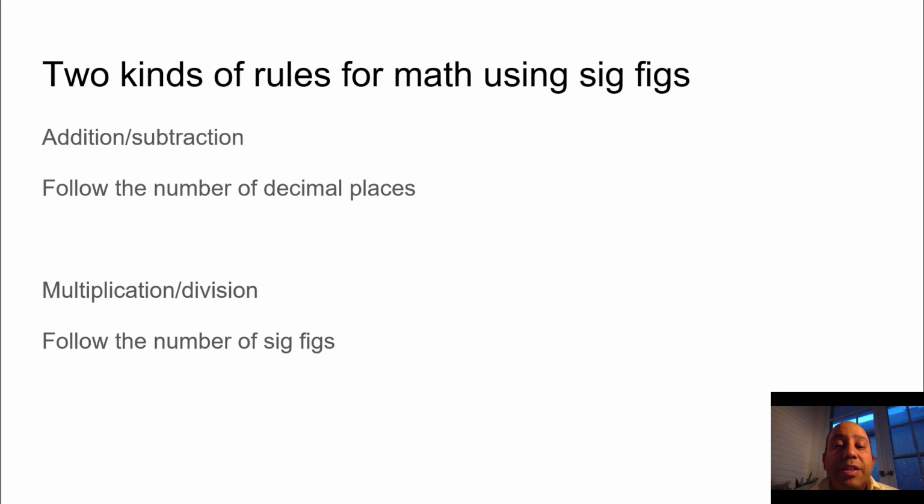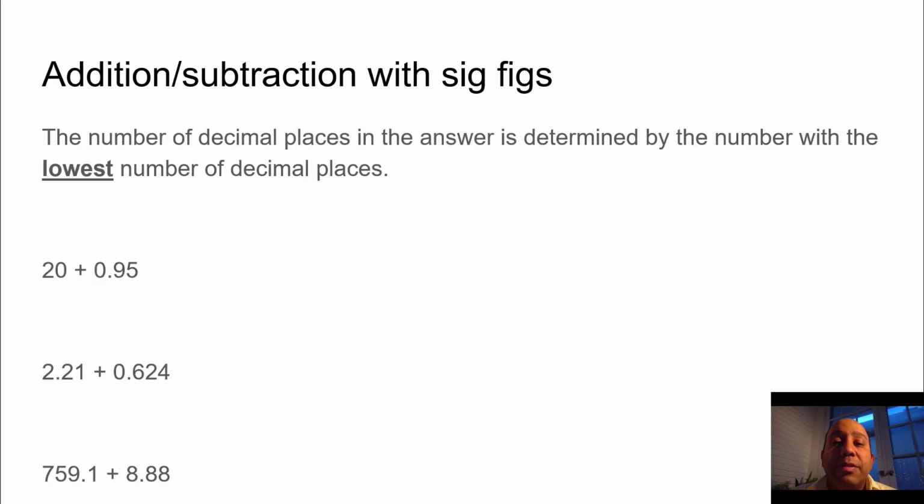There are two kinds of rules for doing math with significant figures. The first rule is with addition and subtraction, and you have to follow the number of decimal places. The second one deals with multiplication and division, and you're following the number of sig figs. So let's look at some examples. Let's look at addition and subtraction with significant figures. The number of decimal places in the answer is determined by the number with the lower number of decimal places.